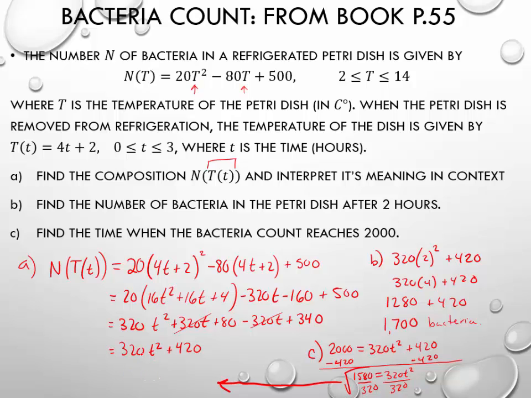Whatever that number is, the square root of those. Somebody do that for me. I don't have a calculator in front of me right now. Square root of 79 over 4. What's that number? 2.22. That makes about sense. 2.22 hours.